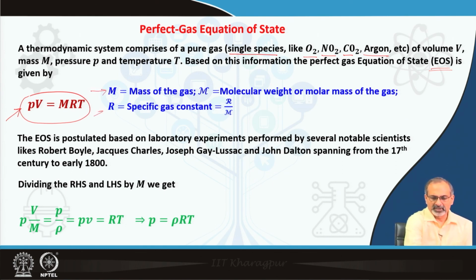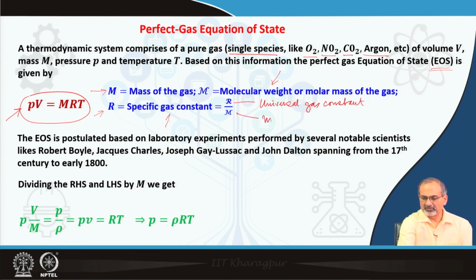We take note of the nomenclature, and the m is of course the mass of the gas. In the italic form, you have the molecular weight or molar mass of the gas, and R is the specific gas constant, which is expressed in terms of the ratio of the universal gas constant and the molecular weight.